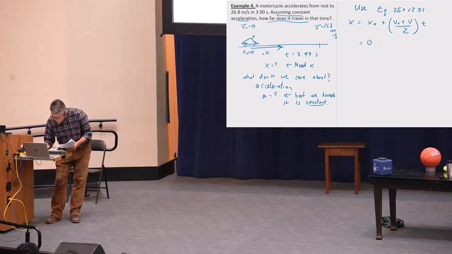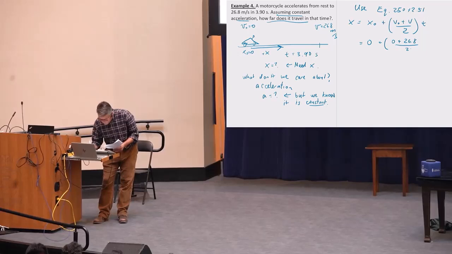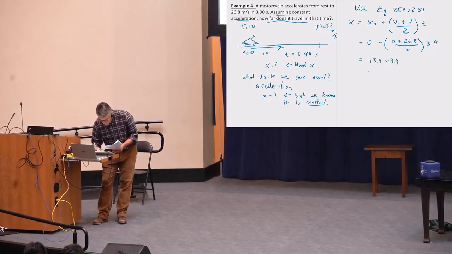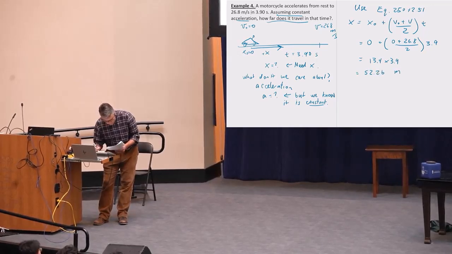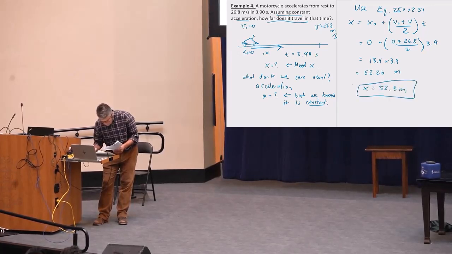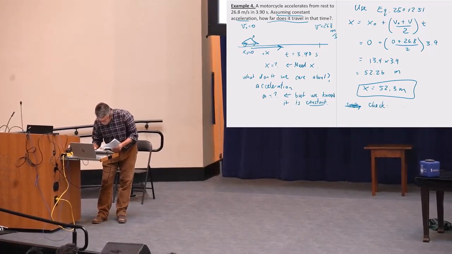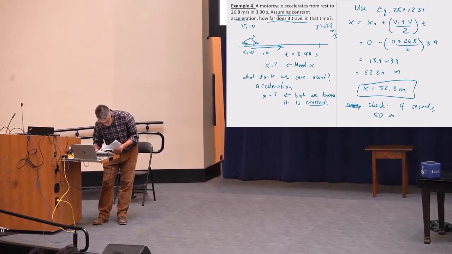So it's equal to (0 plus 26.8 meters per second) divided by 2, all times 3.9. So this is 13.4 times 3.9. I got 52.26 meters. I guess we could round it to 3 significant figures if we want, 52.3 meters. And then, I don't know if you want to do a sanity check or whatever, that does make sense. Reality check. 4 seconds, 50 meters. It's pretty fast, but it is a motorcycle.